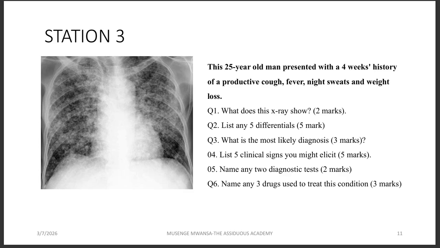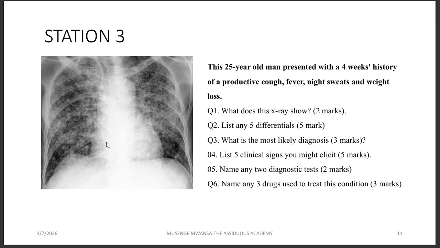So list five differentials. Now that's where you are mentioning the possibilities. Let's mention. The first one you've mentioned. One possible cause of a miliary picture is TB. Any other? So specifically, it is disseminated TB. Any other? Histoplasmosis. Any other? Yes, blastomycosis. Any other?